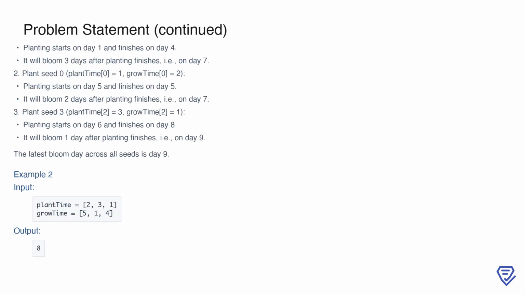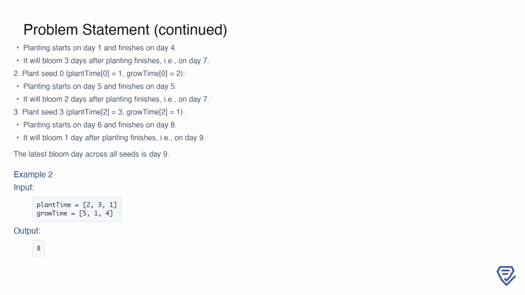For the first example, the optimal planting order is as follows. First, plant seed 1, which has a plant time of 4 days and a grow time of 3 days. Planting begins on day 1 and finishes on day 4. The seed will then bloom 3 days later, on day 7. Next, plant seed 0, which has a plant time of 1 day and a grow time of 2 days. Planting begins on day 5 and finishes on day 5. This seed will bloom 2 days later, also on day 7.